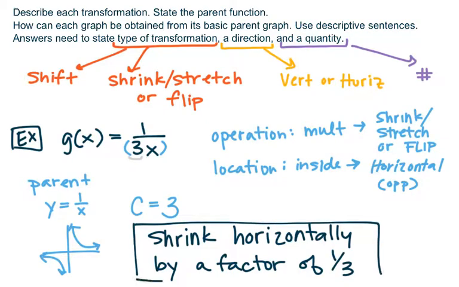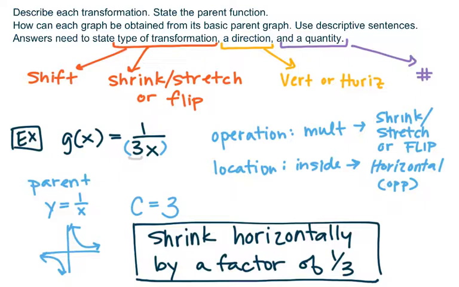And of course, there's no flip here. There's no reflection across the y-axis. There's no horizontal reflection because we do not have a negative value. This value that we're multiplying by is positive. Right? So the only thing you would need to answer here would be that it is shrinking horizontally by a factor of 1/3.